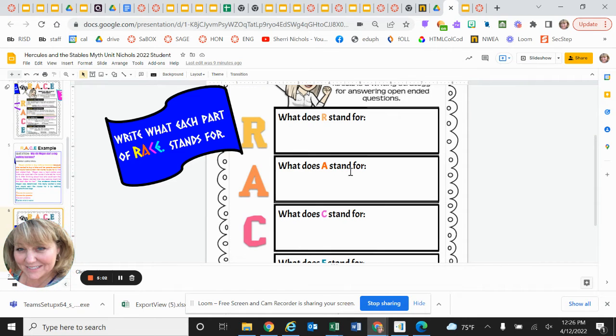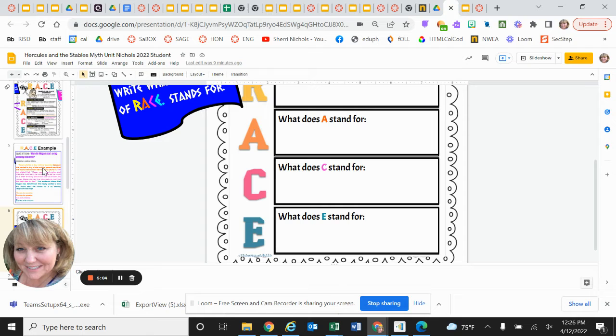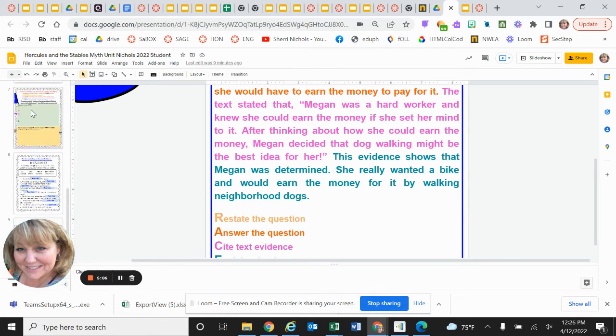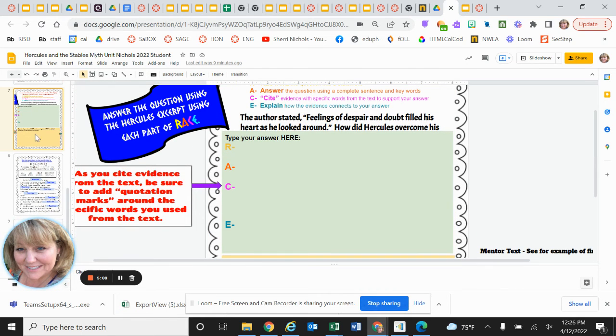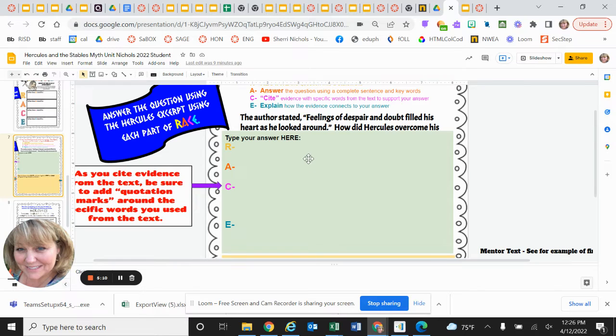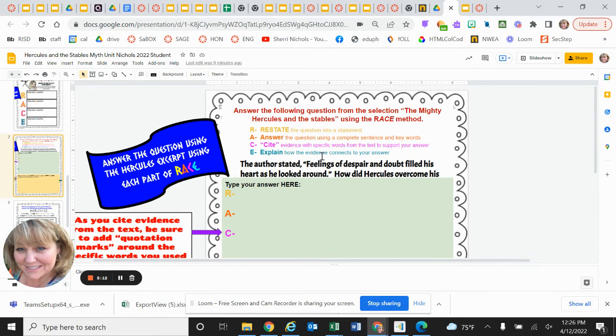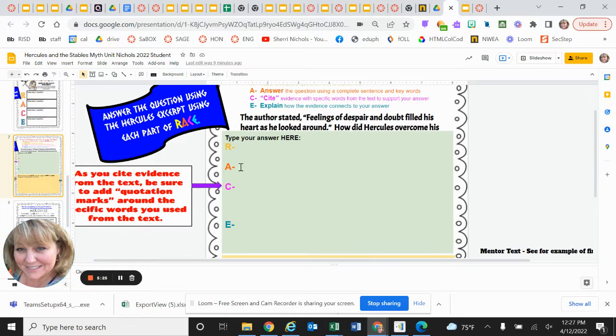So then it's asking you again, what does it stand for? What does the R stand for? The A, the C, and the E. And then you're going to answer your own questions. You're going to read your own passage. So after we read Hercules, answer the following questions about the Mighty Hercules and the Stables, which is the first part we read. The author stated feelings of despair and doubt filled his heart as he looked around. How did Hercules overcome this? And then you're going to restate the question, answer the question, cite evidence from the passage, and then explain.